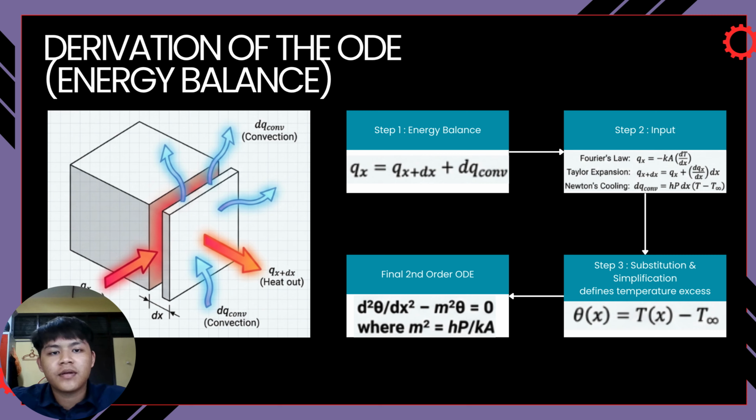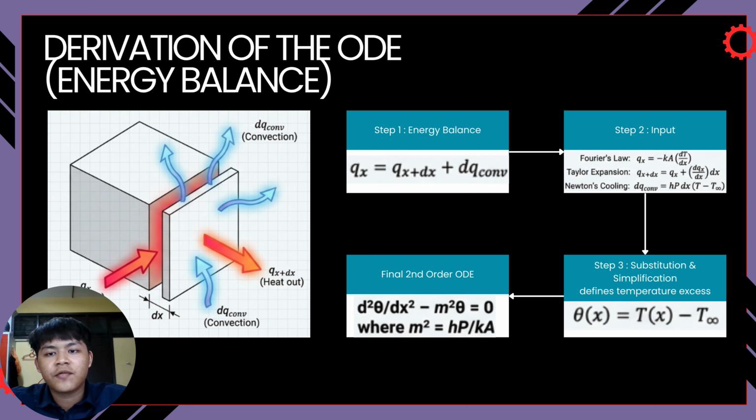So I will explain about the derivation of the ODE. To get this equation, we start with an energy balance on a tiny slice of the fin. Heat flows in one side and out the other, and some escapes sideways into the air. So the equation that we got is Qx equals Q at x plus dx plus dQ convection.